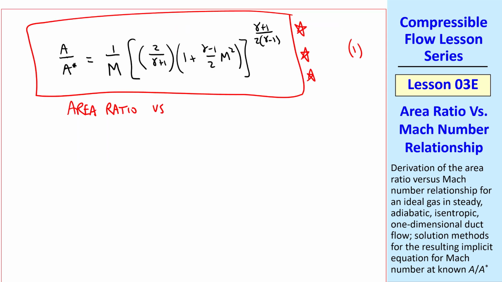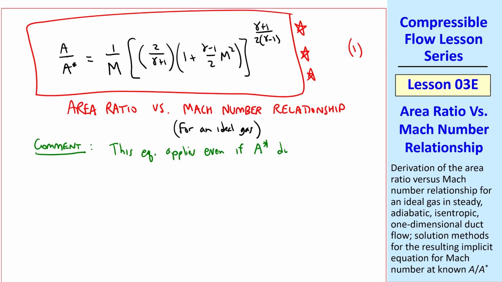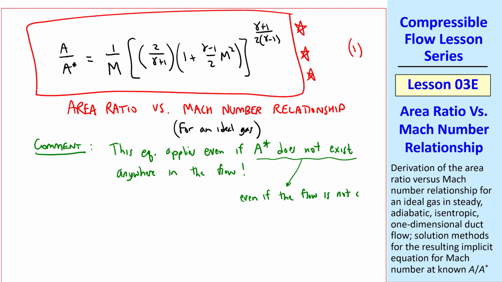This is called the area ratio versus Mach number relationship, and of course it's valid for an ideal gas only. We're also assuming adiabatic isentropic one-dimensional duct flow. I'll make a comment which is similar to what we've seen before for stagnation properties and for critical properties. Namely, this equation applies even if A star does not exist anywhere in the flow. In other words, even if the flow is not choked.